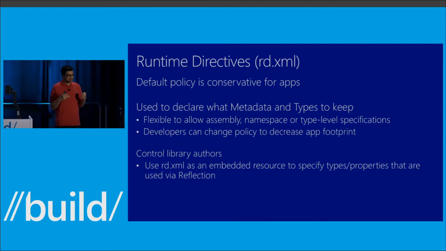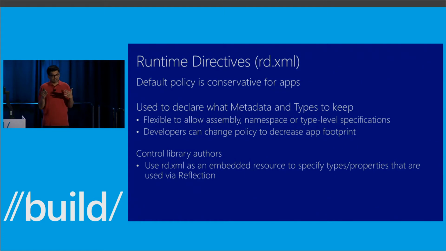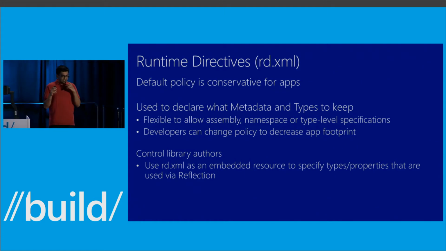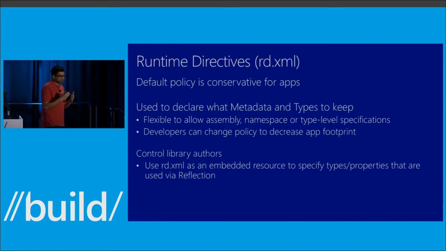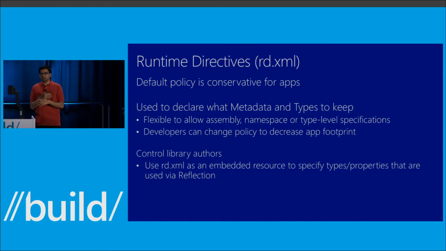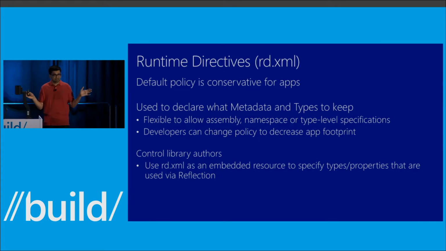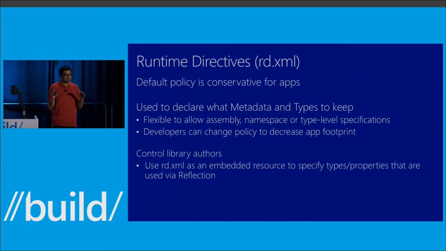Runtime directives are hints to our .NET Native toolchain to change the optimization strategy a little bit. By default, 90% of you out there probably don't have to worry about this. We do the right thing by default, where our policy is conservative. What we mean by that is, by default, we'll retain all of the types and properties and metadata, and hence you might likely see slightly larger binaries. But that's probably the right balance for most of you users out there.